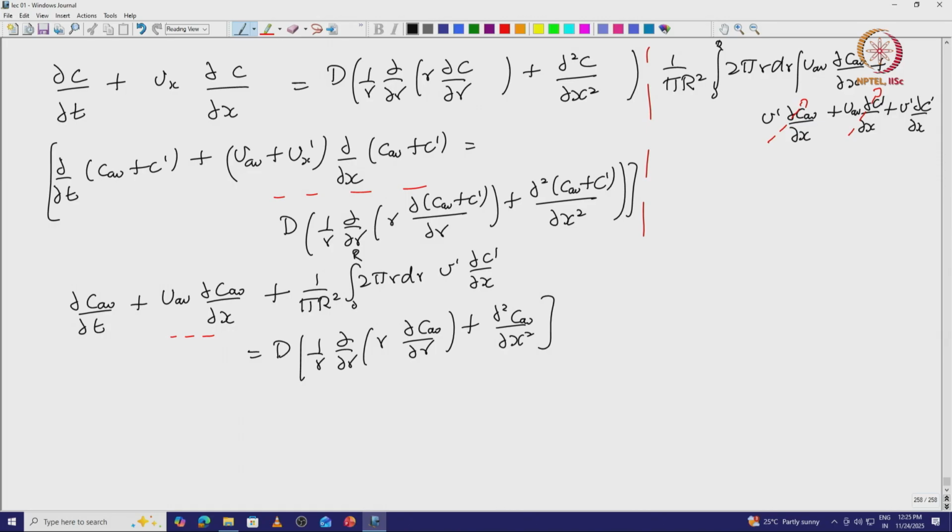So, this is what I get when I do the cross section average of the concentration field. This is the original concentration field, and this is the cross section average. From the original concentration field, I can subtract out the cross sectional average, and I will get an equation for the fluctuation, partial C prime by partial T.